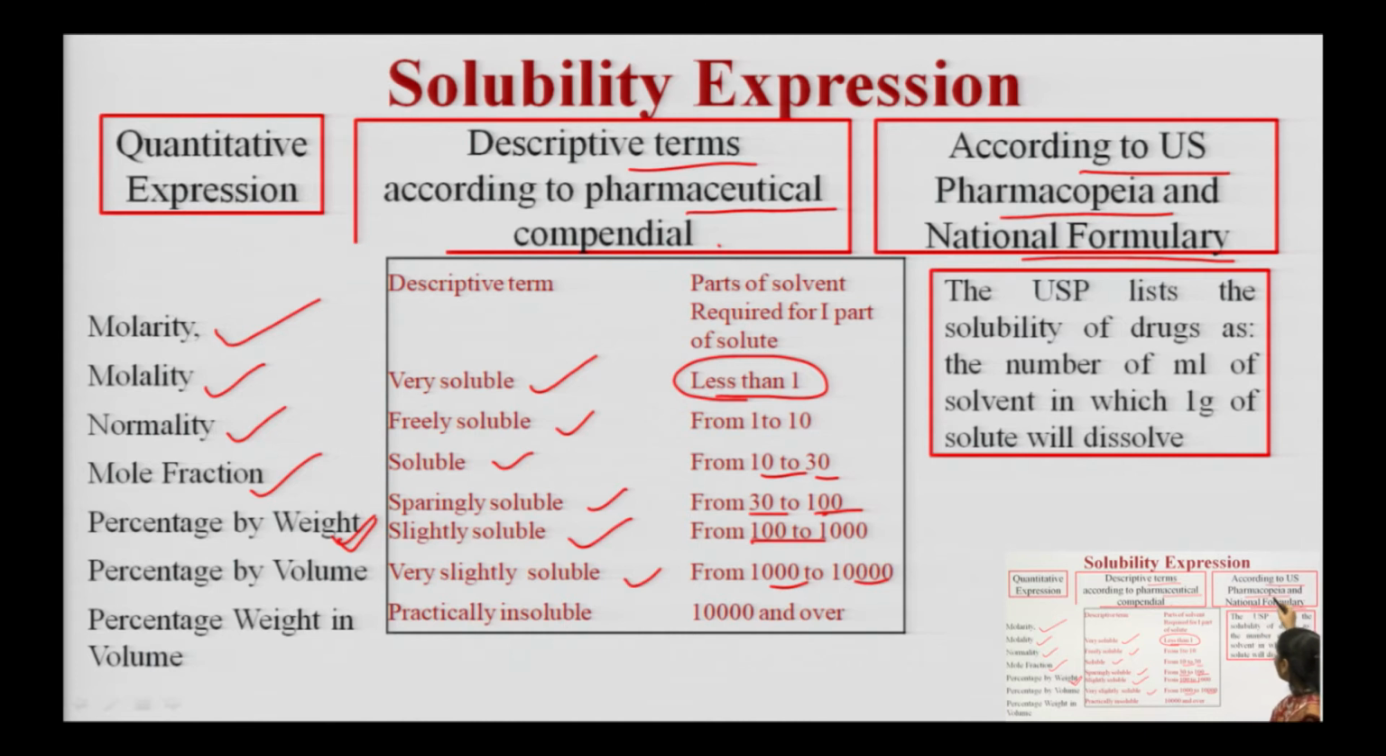The third one is according to the Pharmacopoeia and National Formulary. Here USP has listed the solubility of a number of drugs according to how much amount of solvent in ml is required. For example, boric acid. 1 gram of boric acid requires 18 ml of water to dissolve. 1 gram of boric acid requires 18 ml of ethanol to dissolve. 1 gram of boric acid requires 4 ml of glycerol to dissolve.